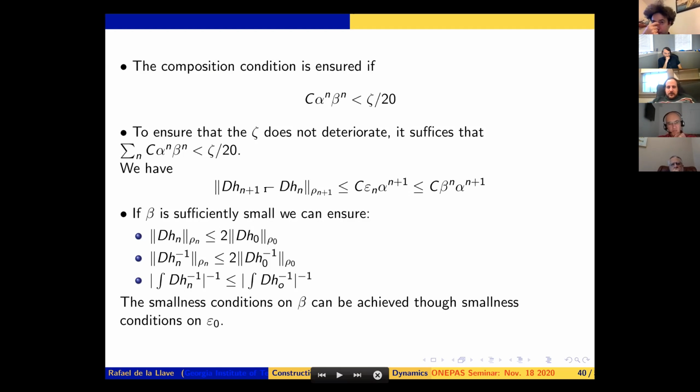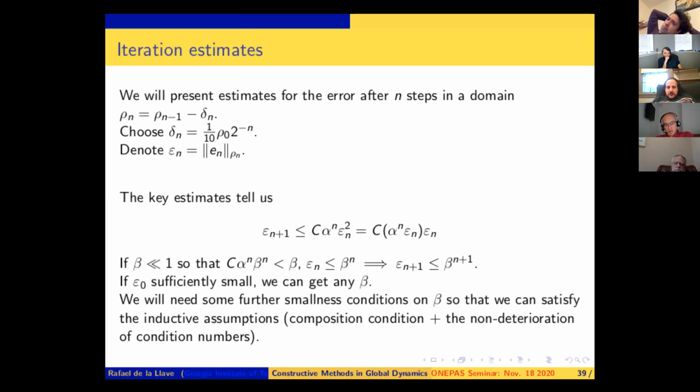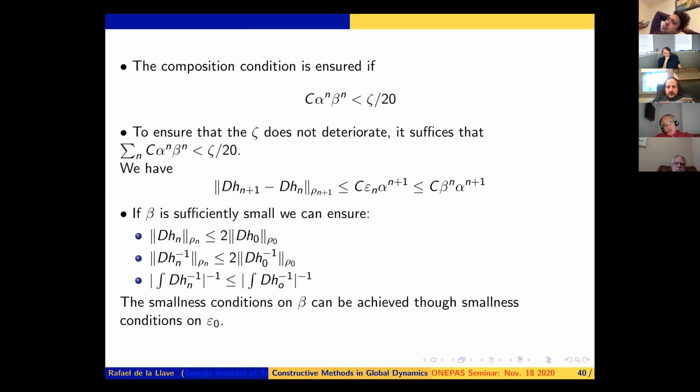And then to estimate the deterioration in the M's, you have all these things over here. But the interesting thing is that if beta is sufficiently small, then you can ensure that all these things hold. How small does beta need to be? Well, there are 3 conditions. So you find your beta, and then you find your epsilon in such a way that this condition is satisfied. That's the only thing you need: that the induction assumption at the first step is satisfied. So that's all there is to it.